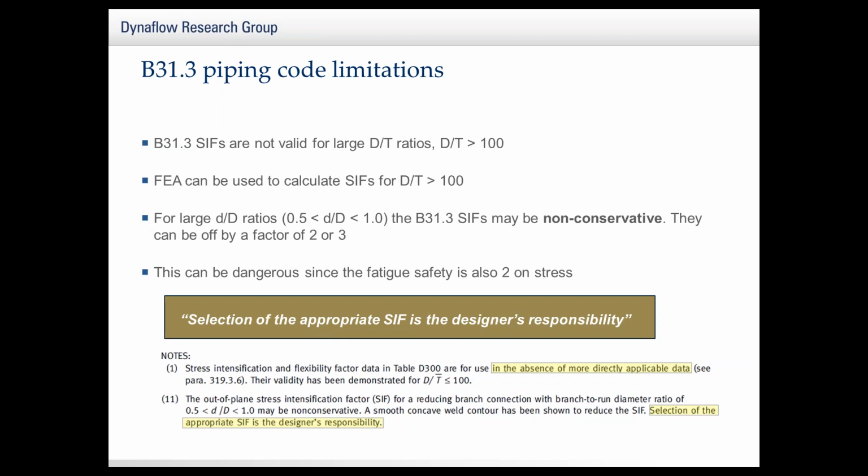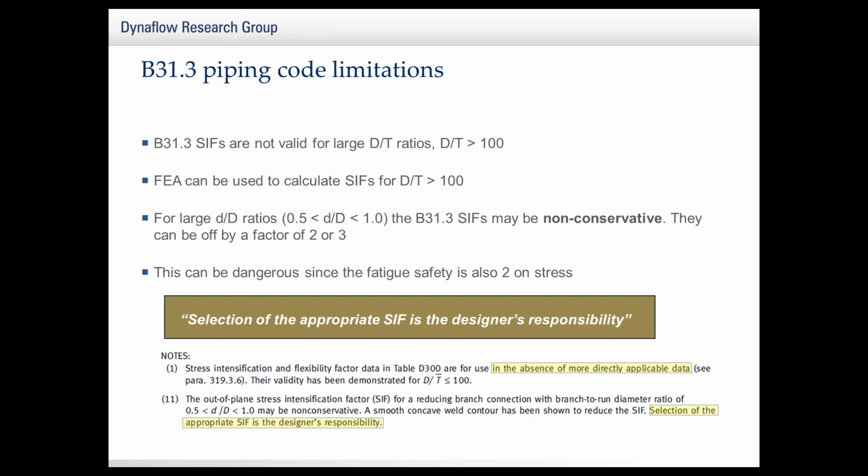There are some limitations to the guidance provided in B31.3. For example, the B31.3 SIFs are not valid for large D over T ratio. So for really thin pipe or thin T's, the flexibilities or SIFs are not applicable. And in these situations, you can use finite element analysis to calculate the SIFs. And for large d over D ratios, for situations where the diameter of the branch approaches the diameter of the header, the B31.3 SIFs may be non-conservative. They can even be off by a factor of 2 or 3. And since this is also the safety factor used for the fatigue analysis, this can be dangerous.